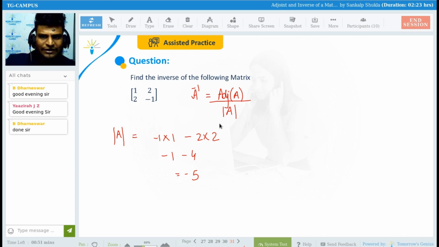So now I'll find adjoint. Since it is a 2 cross 2 matrix, adjoint is very easy. I have to find the minors, then cofactors, and then take the transpose. So minor will be: for minus 1 we are having 1, for 2 we are having 2, for this 2 we are having 2 again, and for this 1 we are having minus 1. This is the minor matrix.